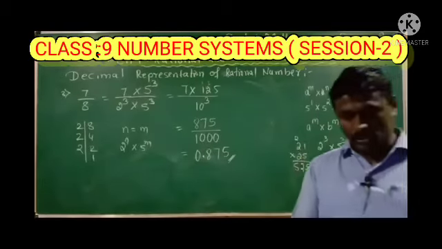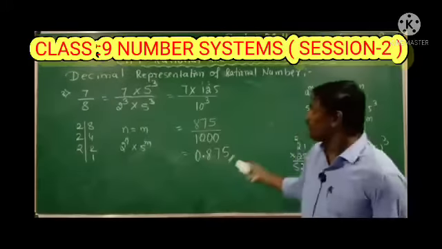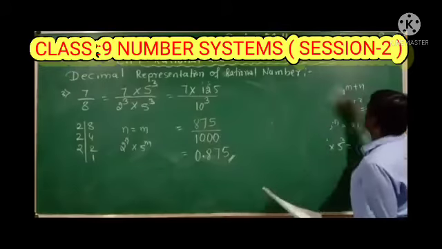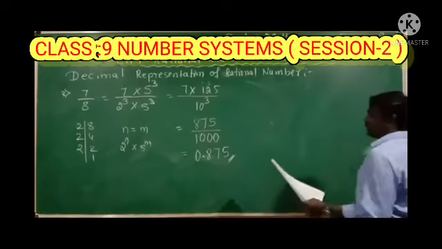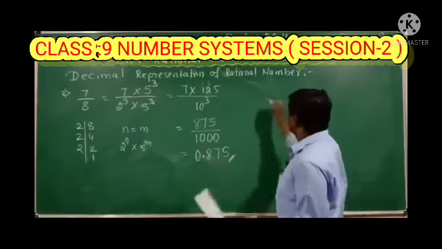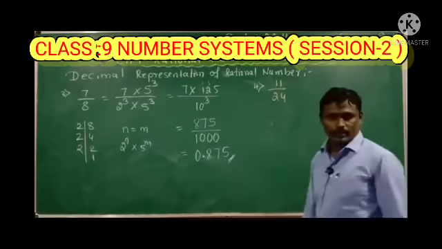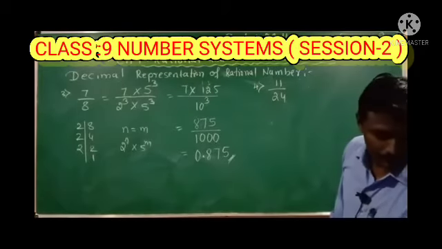Okay, so these are some examples. Now I will take one different example, to check whether the given rational number is terminating or not. The fourth one, 11 by 24.